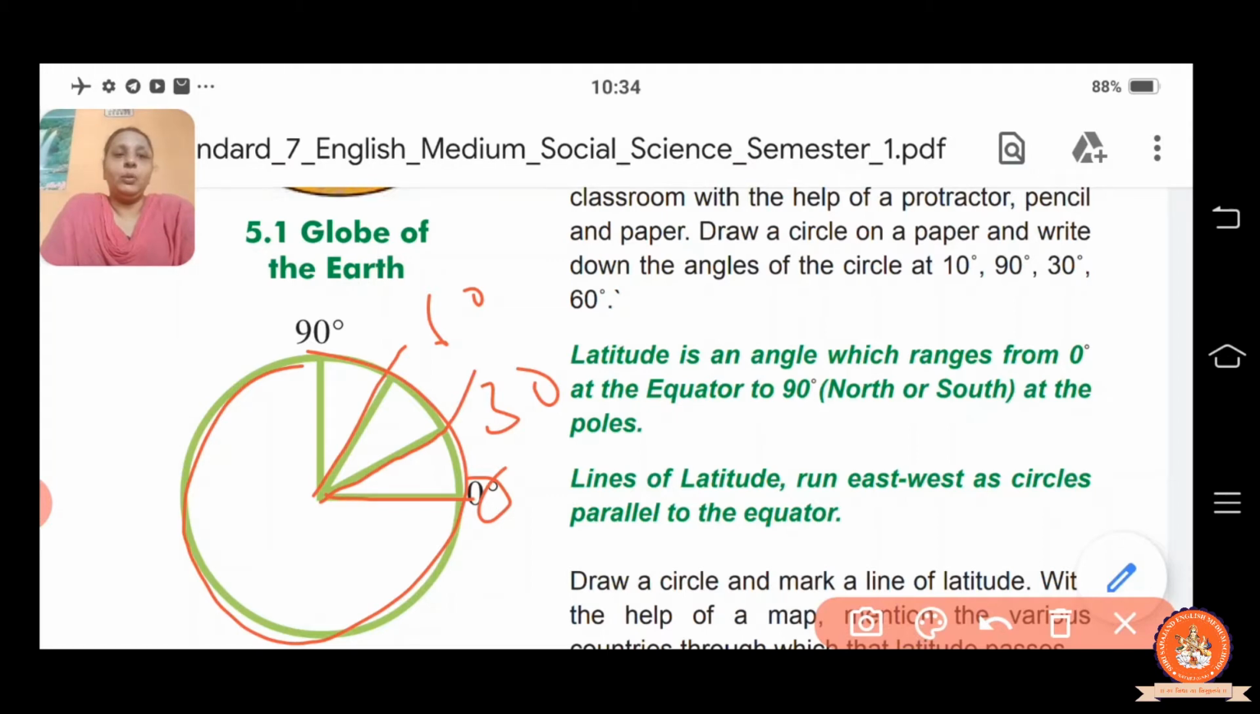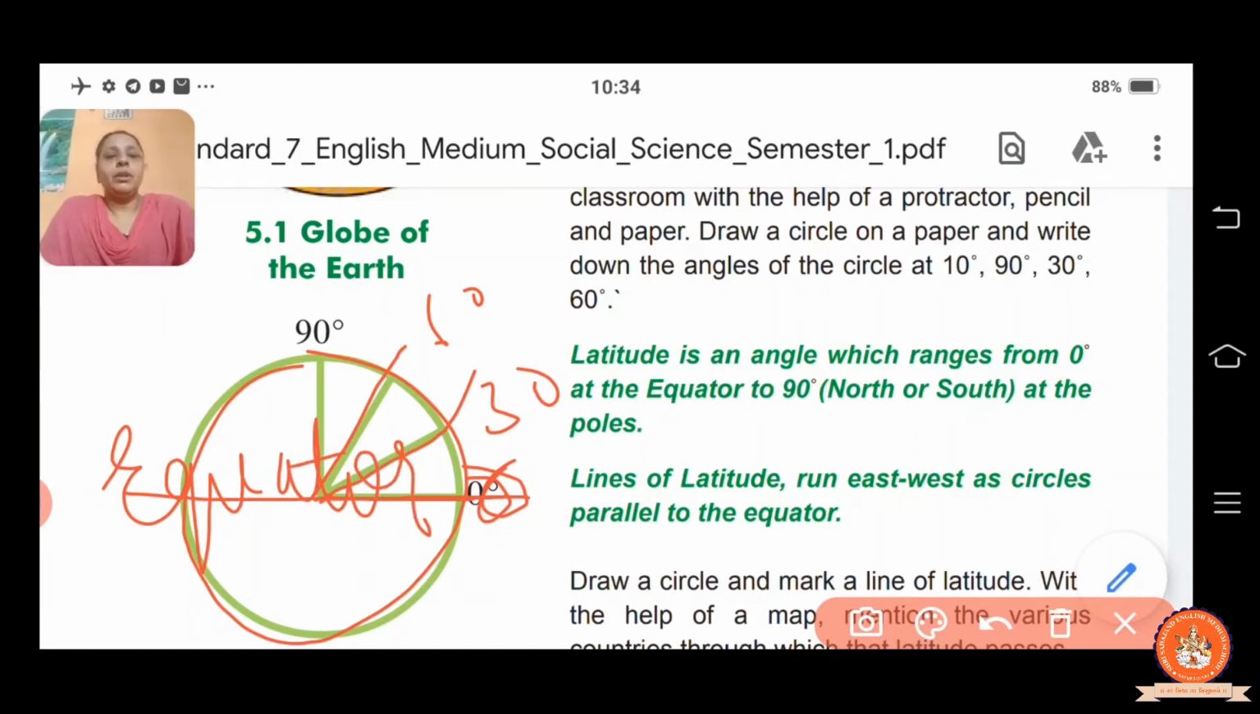Latitude is an angle which ranges from 0 at the equator. The 0 starts at this line, which is the equator, to 90 north or south.